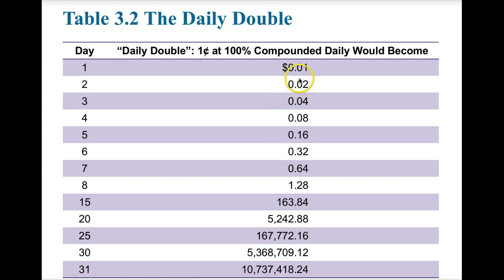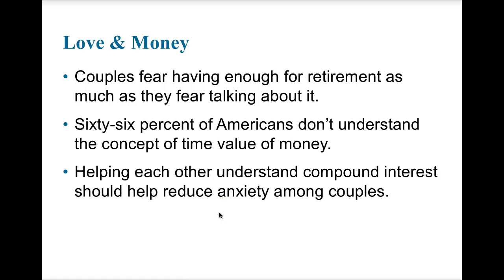So if you take a penny and you double it at 100% interest rate or compound rate, you'd have $10,737,000 after 31 years. So just to show you how powerful compounding can be. Now, a big fear in a lot of marriages is, will you have enough money to retire? And 66% of Americans don't understand the concept of time value of money. Understanding compound interest and time value of money will help you to really understand how much money you'll have over a certain lifetime of investing.